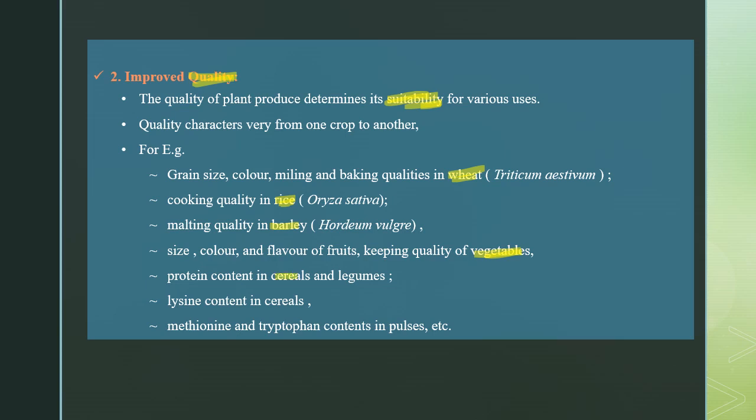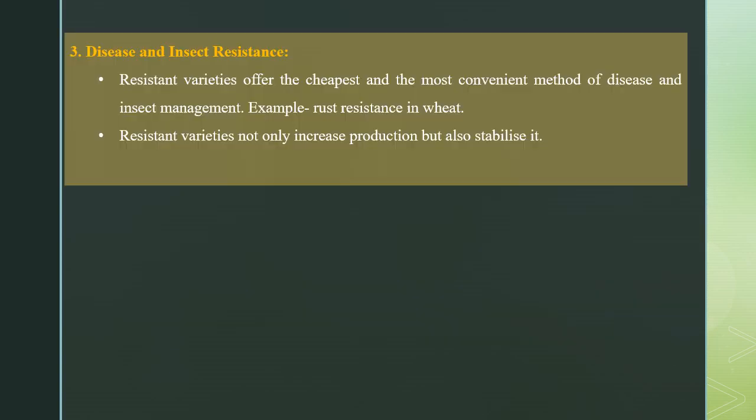In case of cereals and legumes, protein content is also a good measure of quality. Cereals are lysine deficient, so lysine content is also one parameter. Same is the case of pulses. They are methionine and tryptophan deficient. So if they produce more tryptophan and methionine, they will be more desirable. So this improved quality will be our second objective of plant breeding after improved yield.